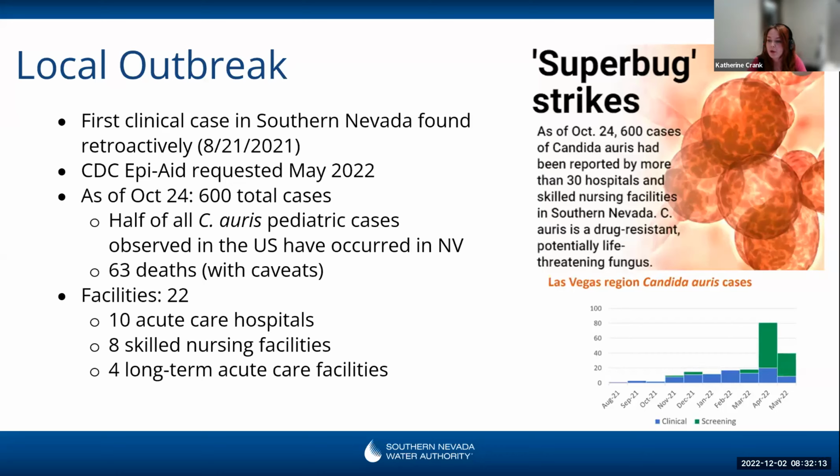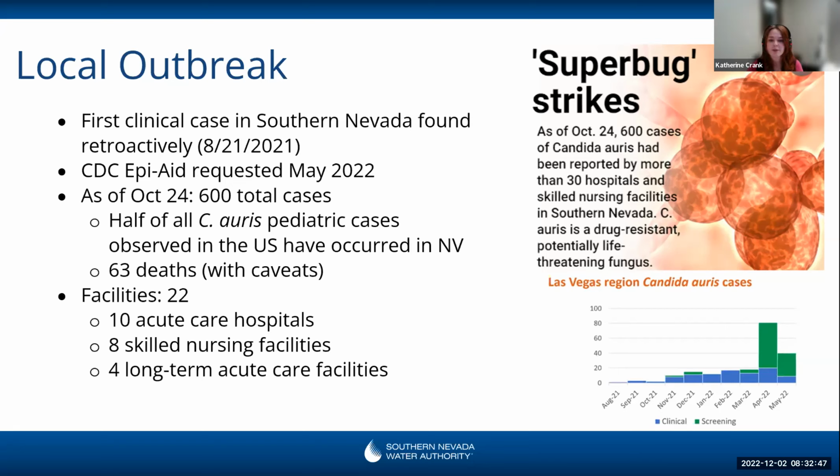Here in Southern Nevada, we are experiencing a major severe outbreak of C. auris infections in healthcare facilities and long-term care facilities throughout the valley. The first clinical case in Southern Nevada was found retroactively in a sample collected in August 2021. And in May 2022, the health department requested CDC EpiAid. As of October 24th, there have been a total of 600 cases, and half of all Candida auris pediatric cases in the United States have occurred here in Nevada.